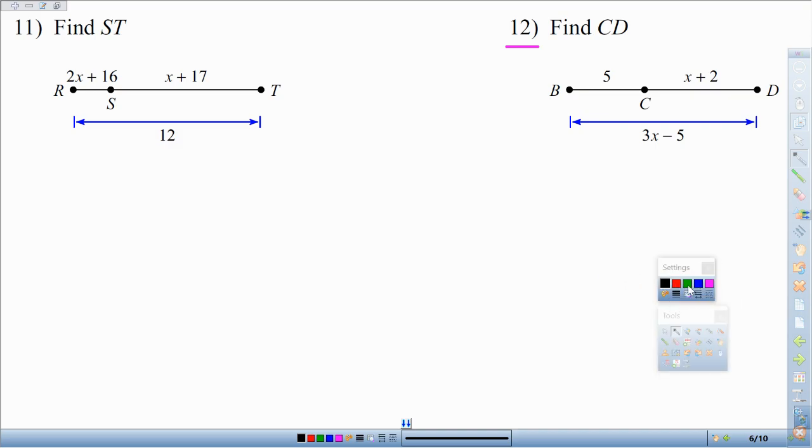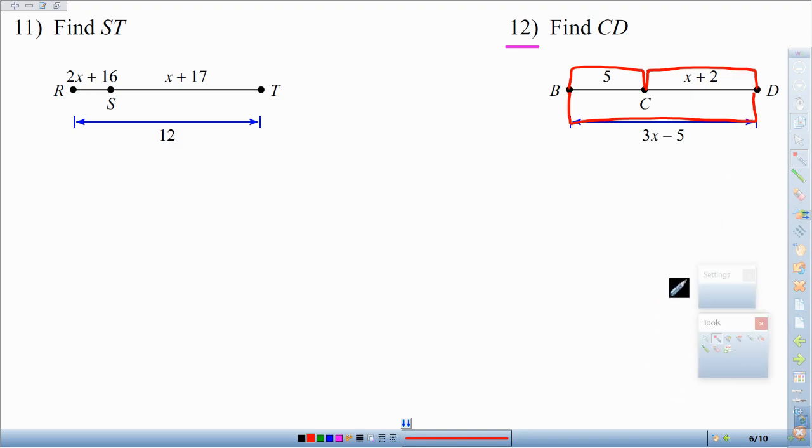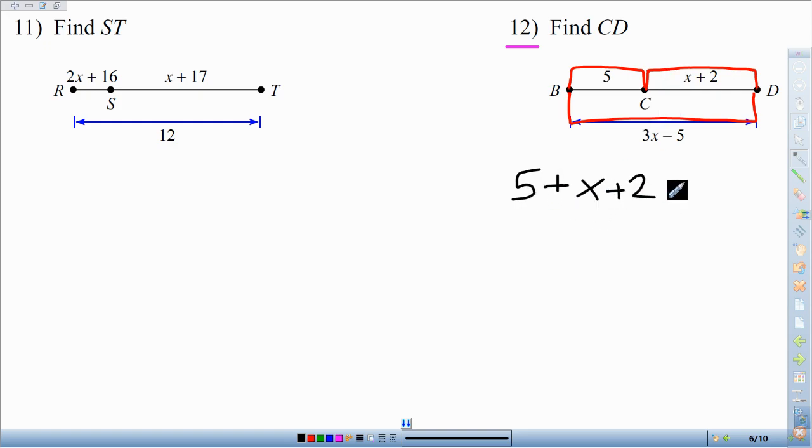All right, on these problems, this is using the segment addition postulate. If you remember, here's the idea. We can take this small segment and then add this small segment and set it equal to the entire segment. So that's my equation I can set up. So 5 plus x plus 2, those added together equals the entire thing, 3x minus 5.